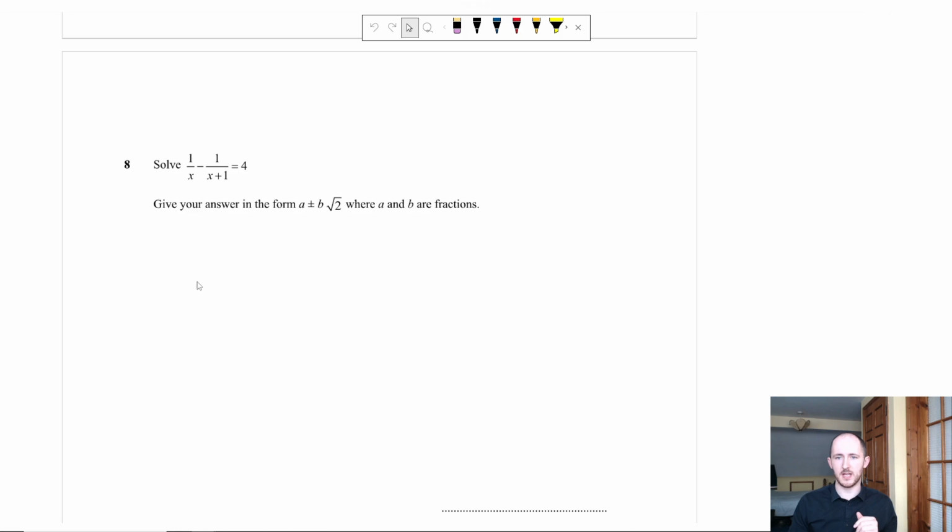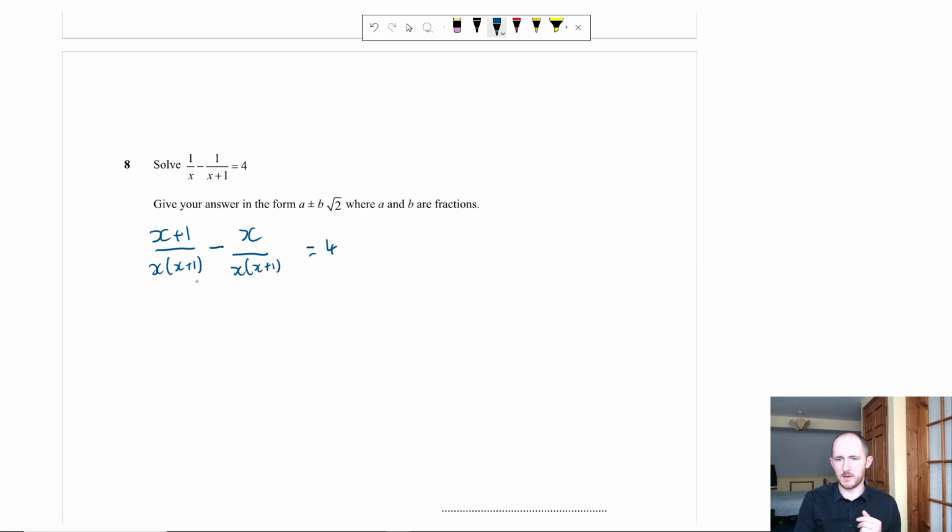So the first fraction, you're going to times by x plus 1. So that gives me x plus 1 over x plus 1. Don't forget, times top and bottom. Subtract, times the other fraction by x, sorry. Which gives me x plus 1 equals 4. Now I can combine it.